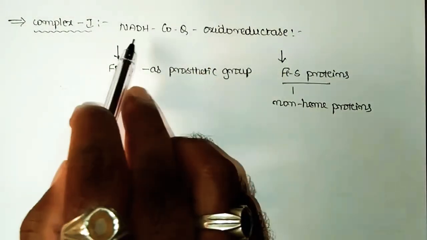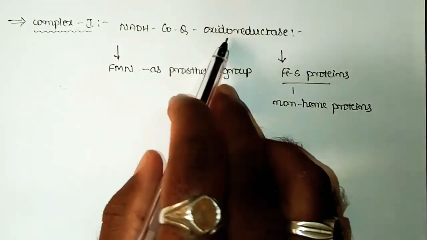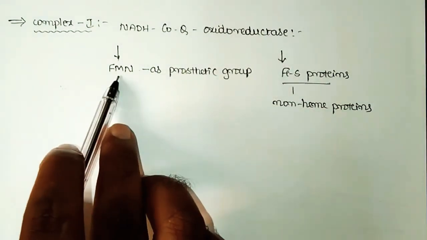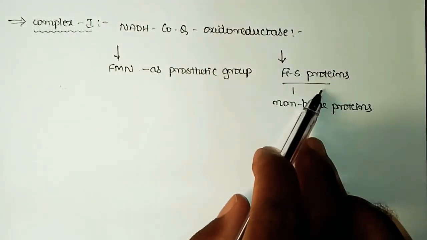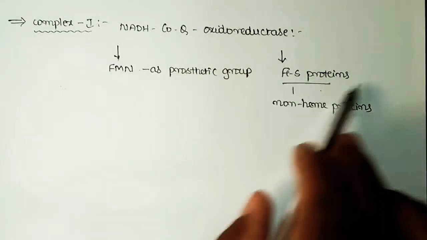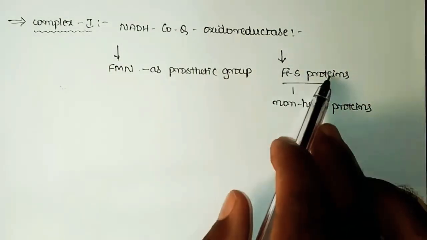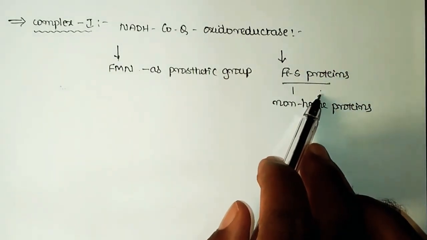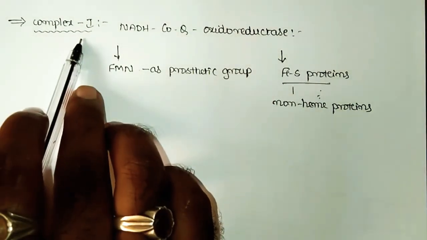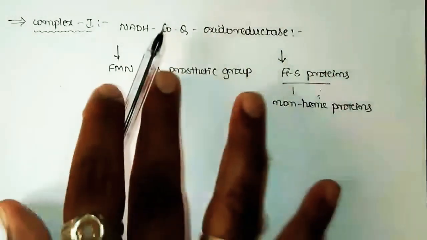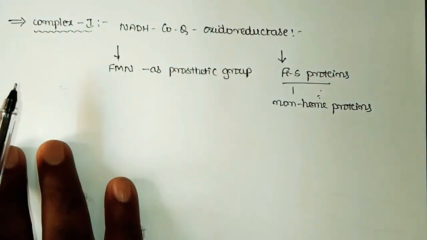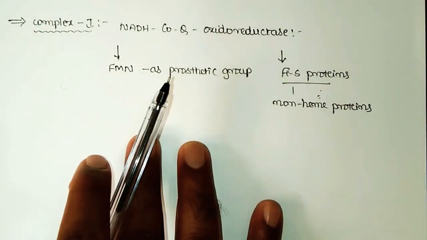So complex 1, that is NADH coenzyme Q oxidoreductase, has FMN, flavin mononucleotide, as a prosthetic group, and iron sulfur proteins are also present, and because of the absence of the heme group in these proteins, they are also called non-heme proteins. And in this complex 1, the electron transfer will occur in a particular sequence, and now we shall see what is the sequence for the electron transfer.